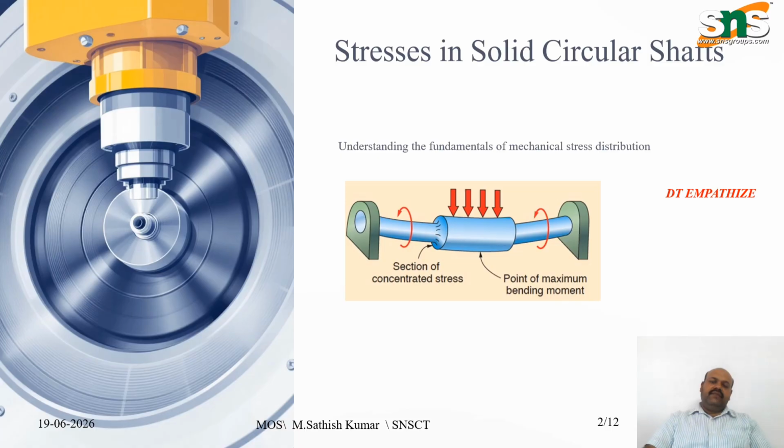This shaft, the diameter of the shaft changes from a particular size to the higher size, and we have a change in cross section, or the area of cross section changes. So this section of the concentrated stress will have certain stress in this stress concentration area, and there is a bending stress due to load, and this is the point of maximum bending moment. So it may be at the center of the shaft, or it may be nearer to the center of the shaft.